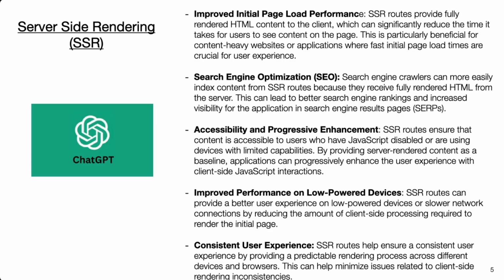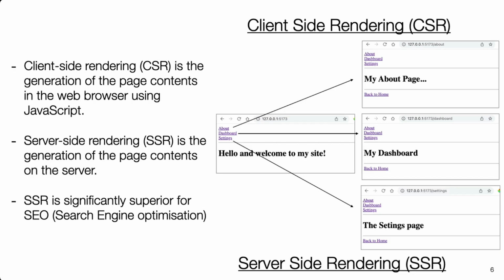Let's try and make that a little bit more concrete. Suppose we have a web page, web app rather, here, and there are 3 links on it about dashboard settings, and if you click those links you get to a different page. This could be client-side rendered or server-side rendered.